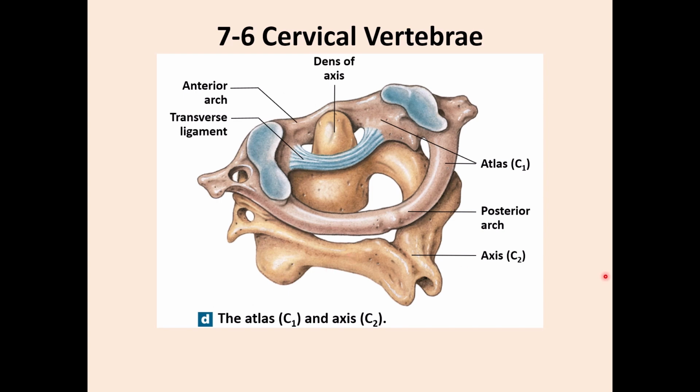So, different regions of the vertebrae. Now the cervical vertebrae, C1, which is called atlas, and C2 is called axis. They are a little bit different than other vertebrae. C1 does not have the vertebral body here. It has an anterior arch and it has a posterior one.